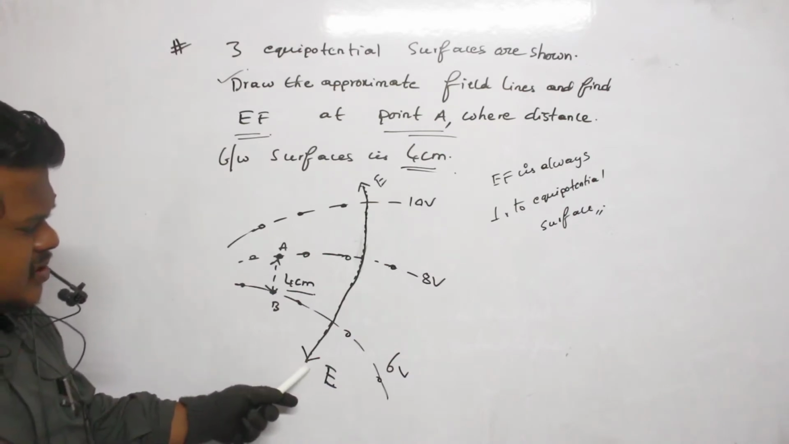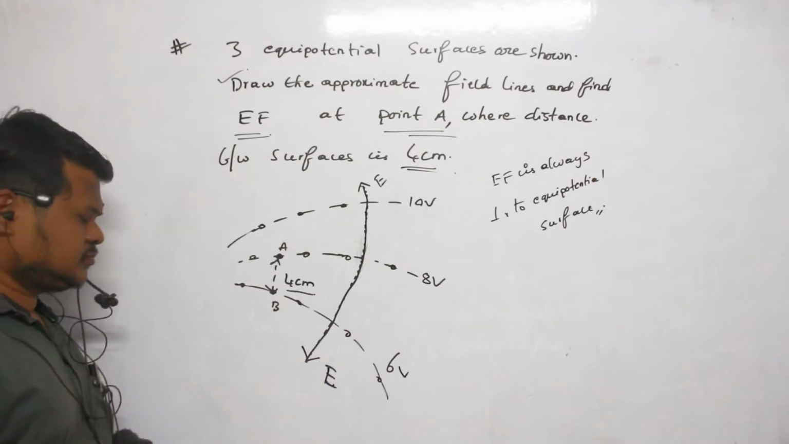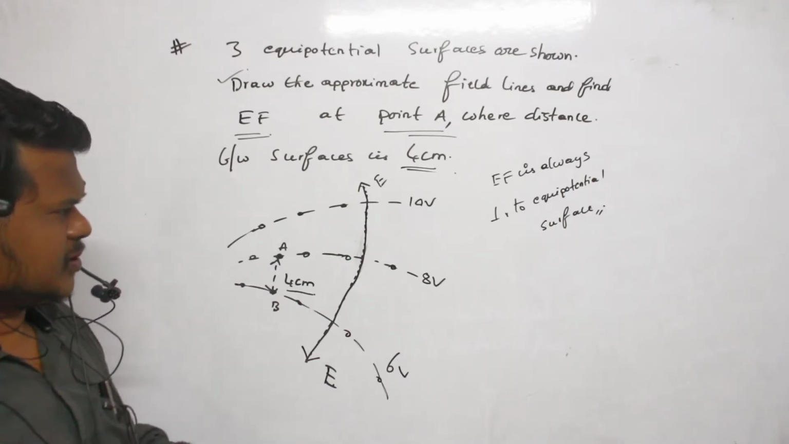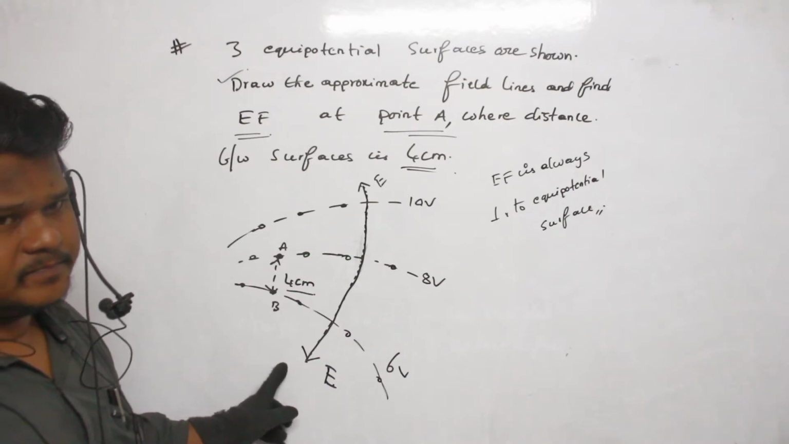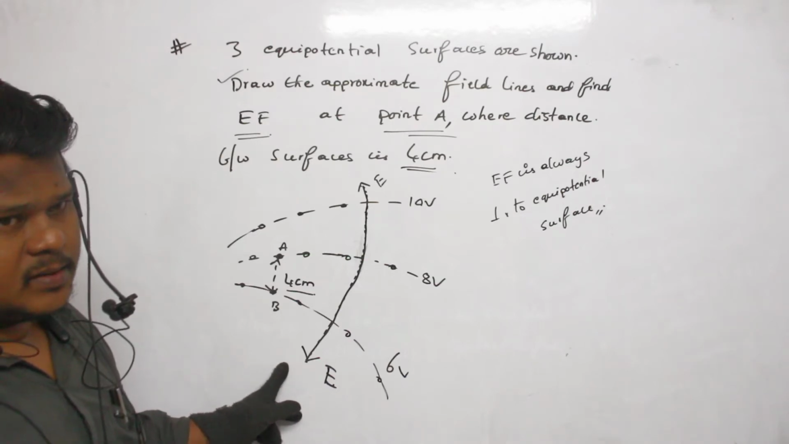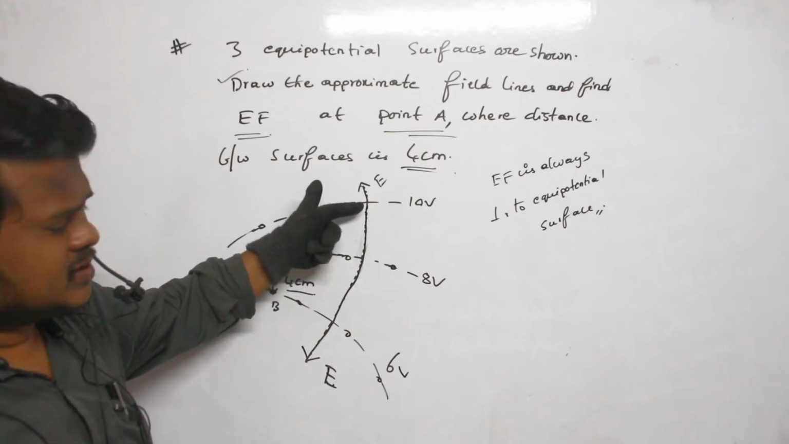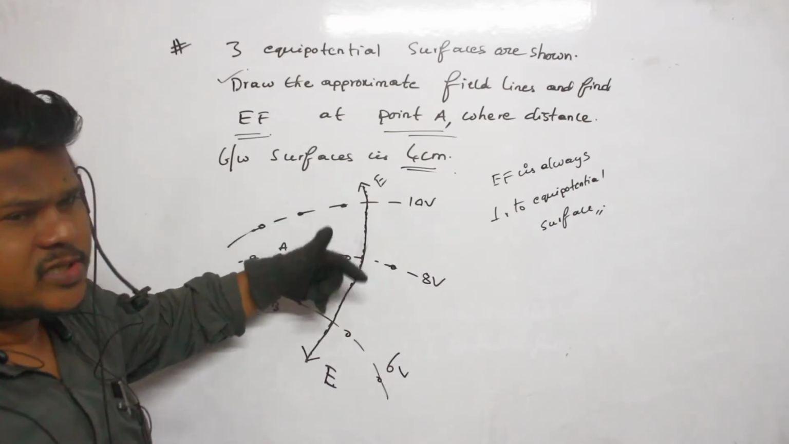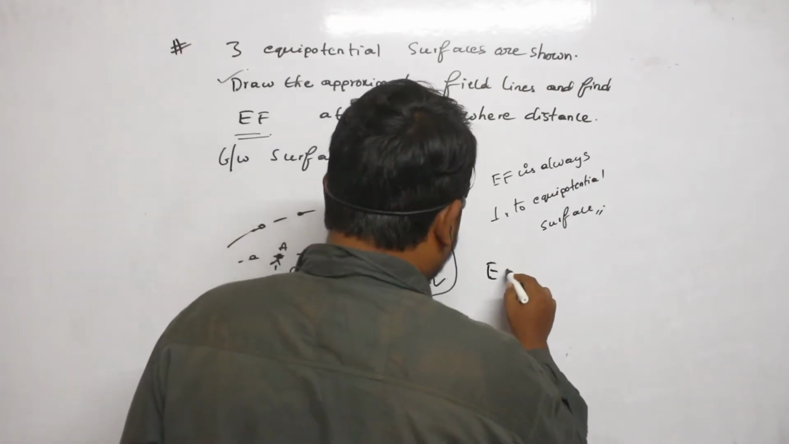So is this direction correct, or is this direction correct? Which direction is correct? Come on. This one is correct. Why? Because as you move in the direction of electric field, potential should decrease, no? That is the meaning of E is equal to minus dV by dr.